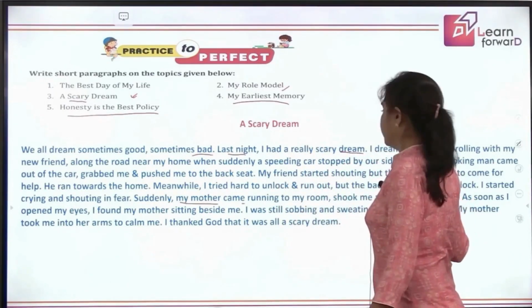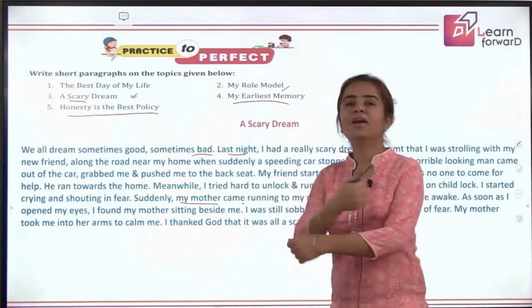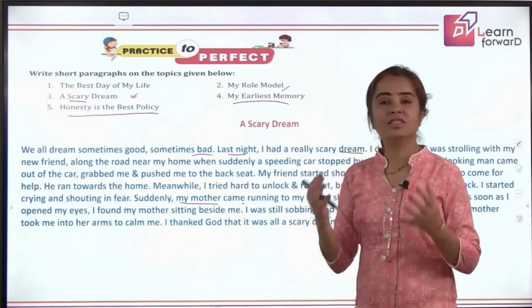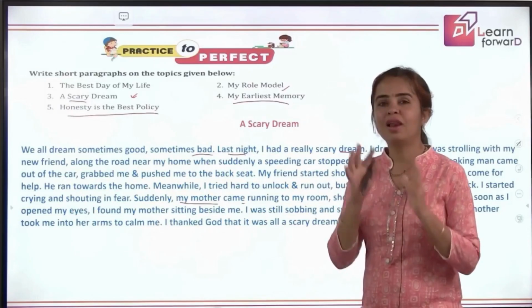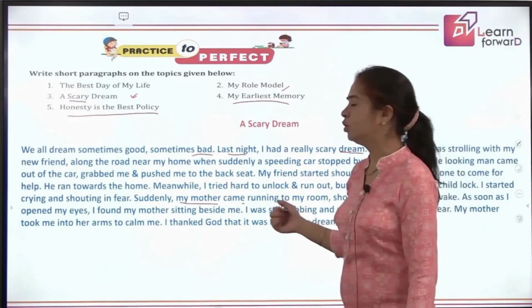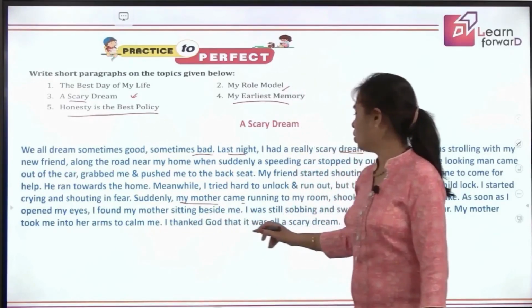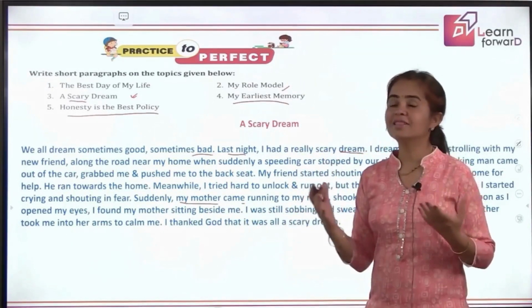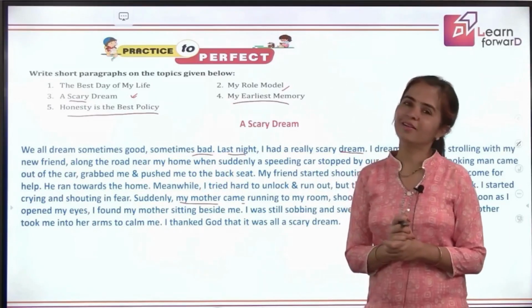And then my mother took me into her arms to calm me down. So this is how your mother calms you, relaxes you. She just hugged you. She put you into her arms. And I thank God that it was all a scary dream only. It was not a reality.